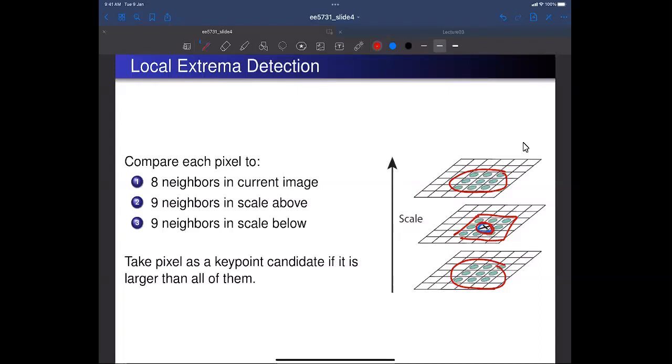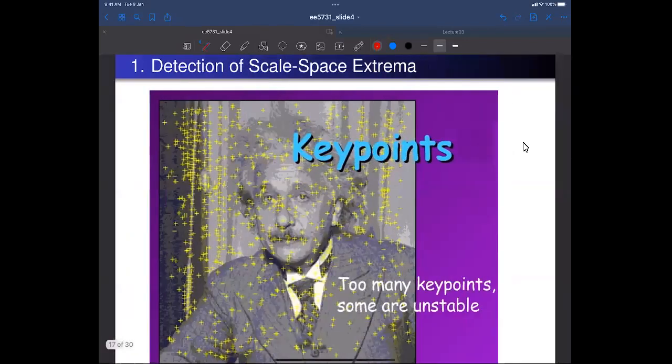And if you do this operation for all pixels, for all scales, for all standard deviations, then you will have this kind of output. Some are positive, some are negative. Some are from the original size, some are from the very small size. Even for small sizes, you have to take them as key points. Right? So these are called key point candidates. Why are they called candidates? Because many of them are unstable.